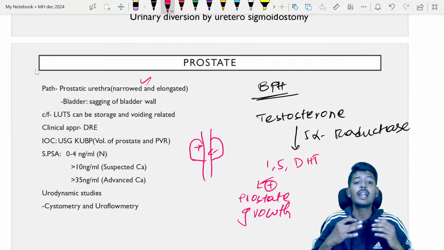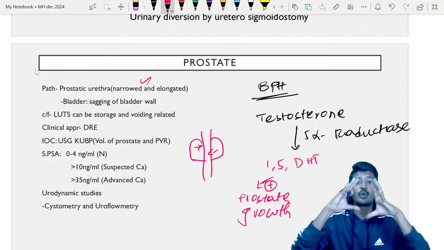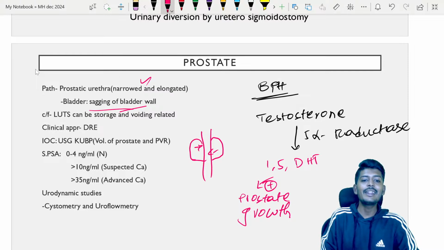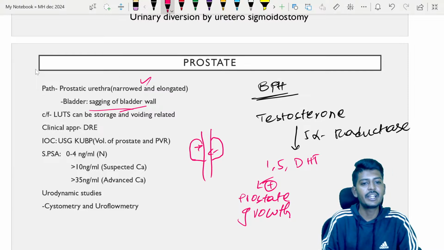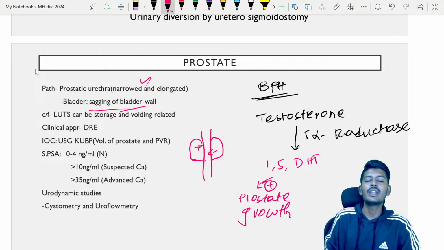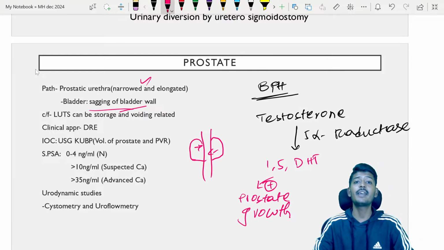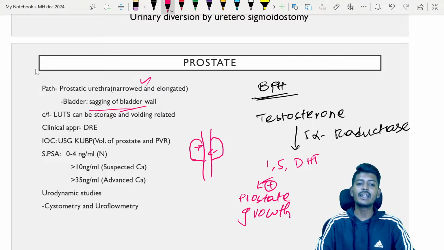With a narrow and elongated urethra, and the prostate becoming bigger, it will lead to sagging of the bladder. So the patient can have clinical features: lower urinary tract symptoms can be seen, which can be related to storage or voiding. That means the patient will have difficulty in urination, no flow, or interrupted flow.